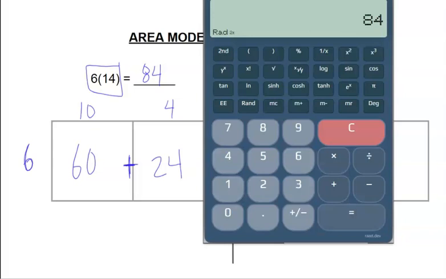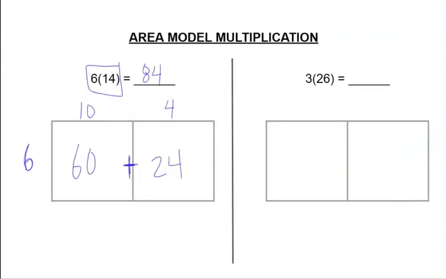So that's an easy way to break up our multiplication and make it something we can do in our head. If we try this with another example, we can do 3 times 26. I could break this up into 20 plus 6. 3 times 20 would be 60, and 3 times 6 would be 18, which added together would be 78.